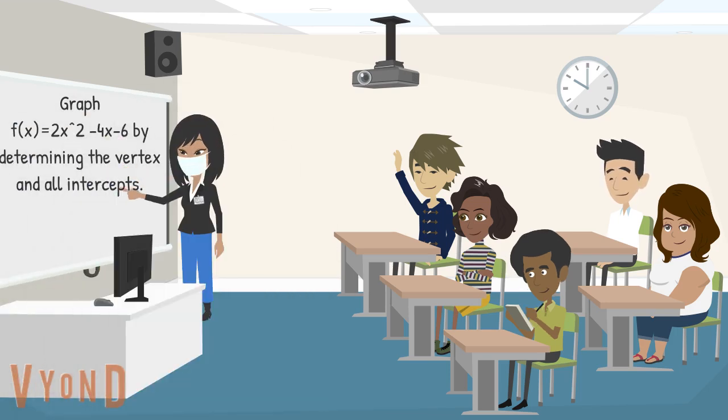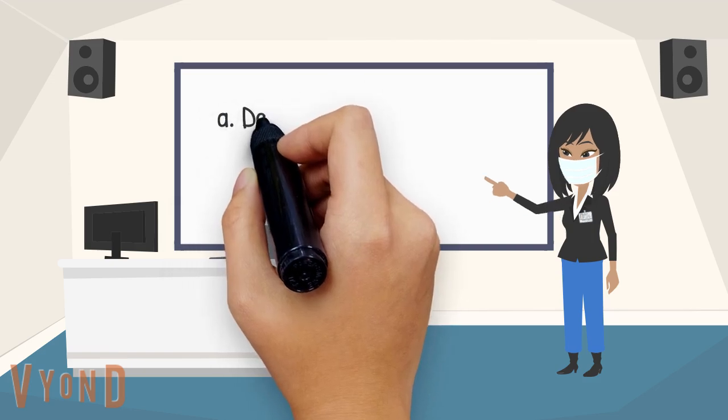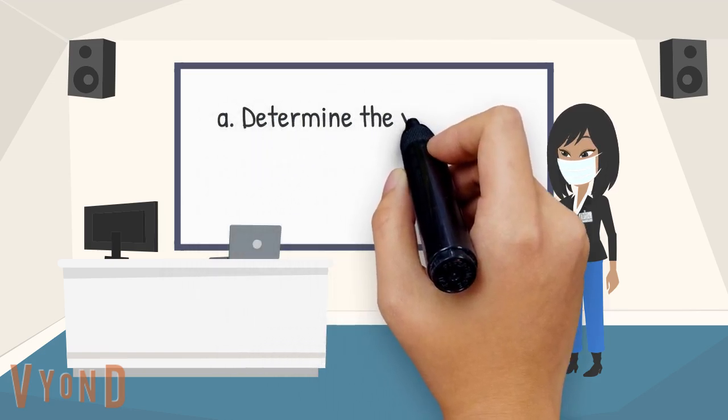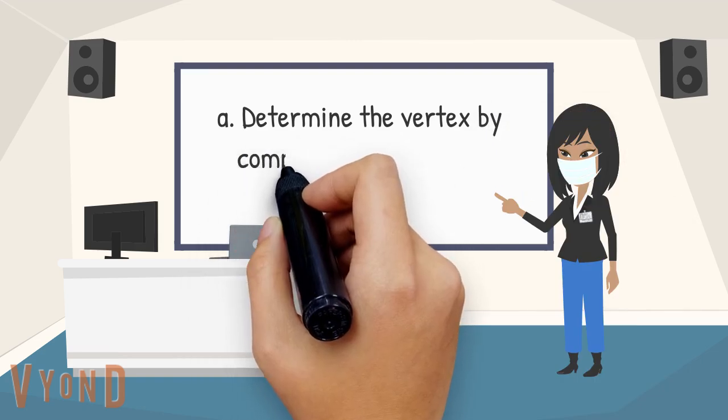In this video, we will learn how to graph a parabola. In particular, f of x is equal to 2x squared minus 4x minus 6. We'll start by finding the vertex by completing the square.